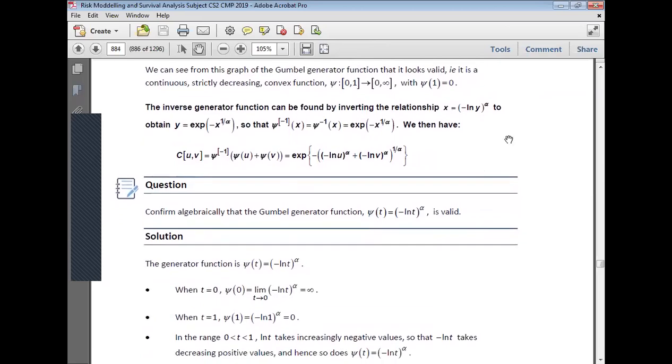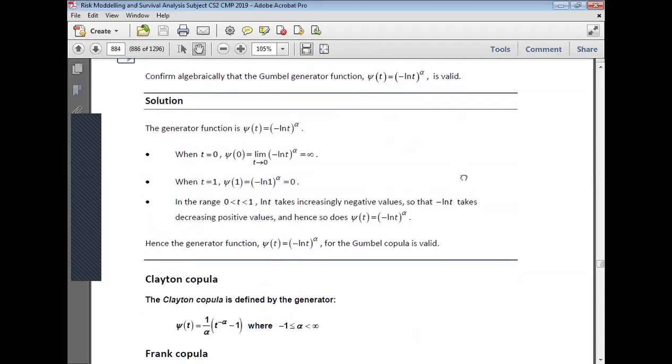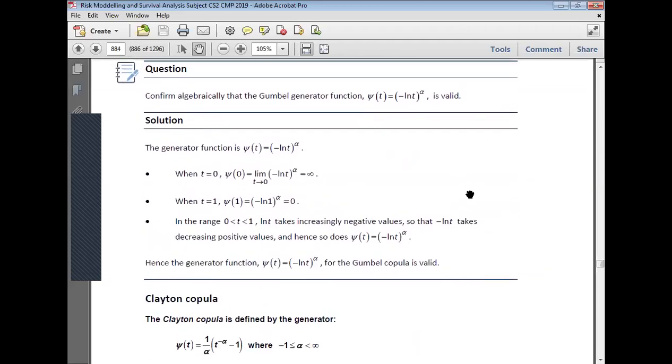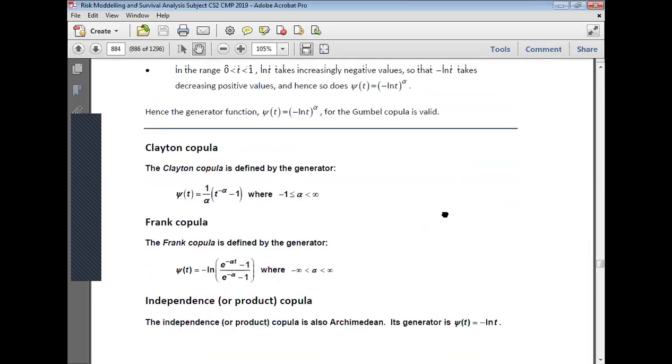So again, I guess, yeah, here they have actually explained how we derive this inverse generator function. So yeah, I guess that's it. And what are they doing here? Oh, so here they're just trying to confirm whether this generator function is a valid one or not. So yeah, if you substitute t equals 0, you do get infinity. If you substitute 1, you do get 0, which is good. And in this range, it takes increasingly negative values. I mean, we just saw its graph, right? So yeah, it does satisfy all of these properties.